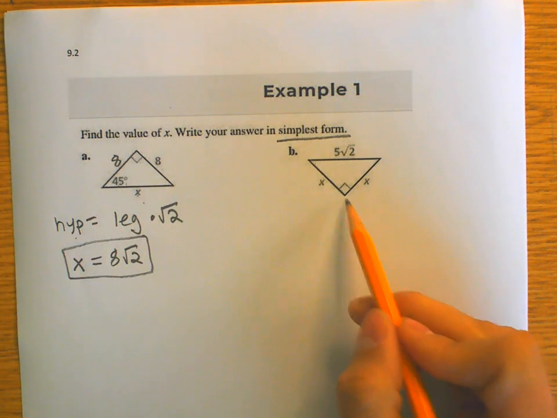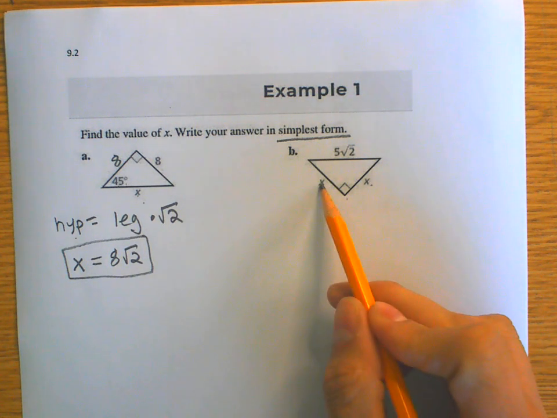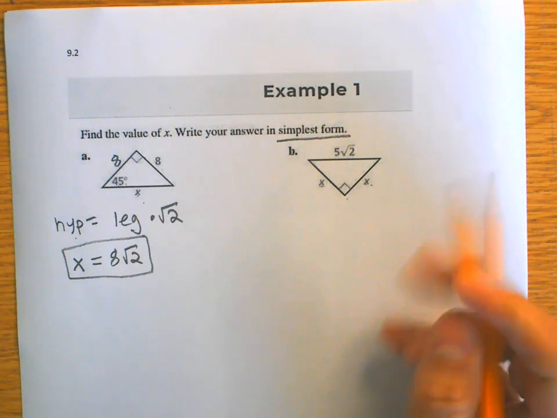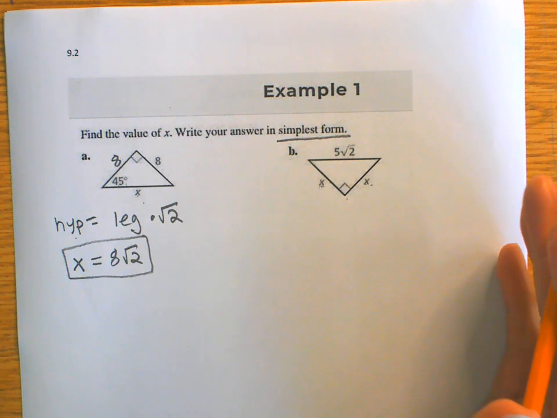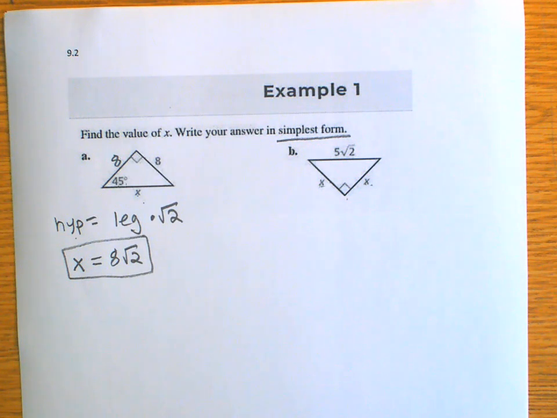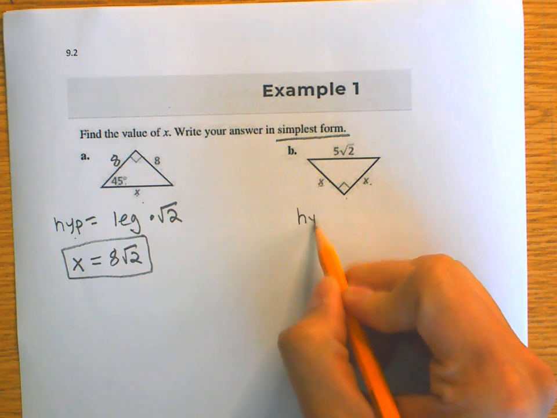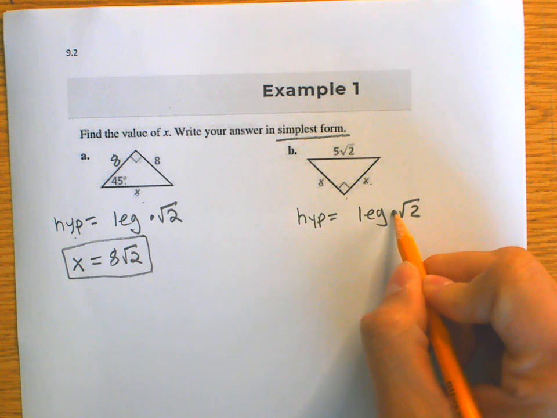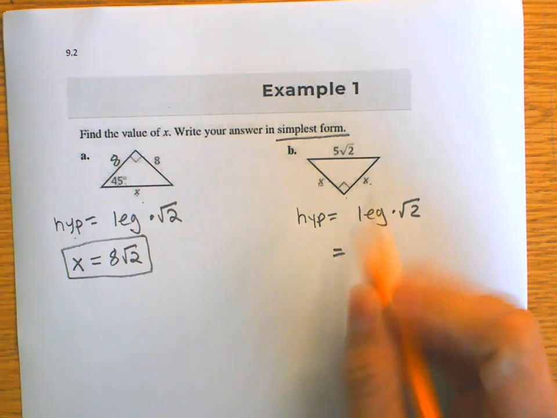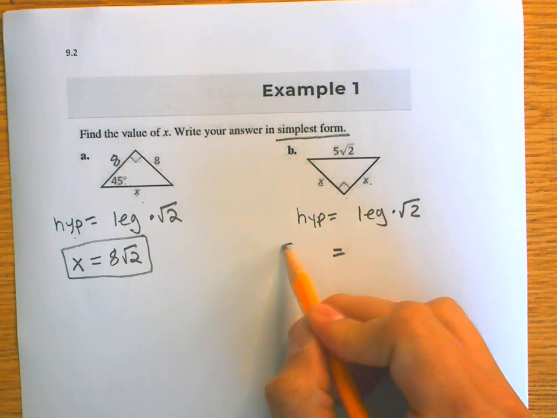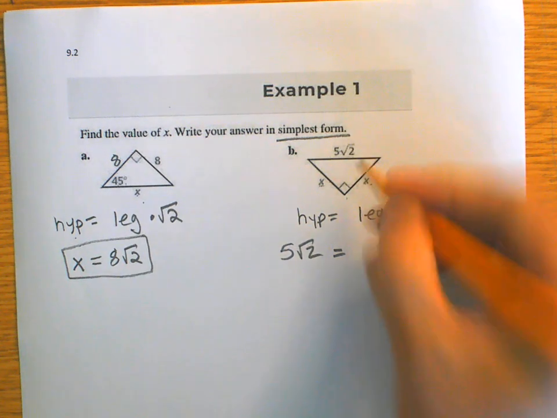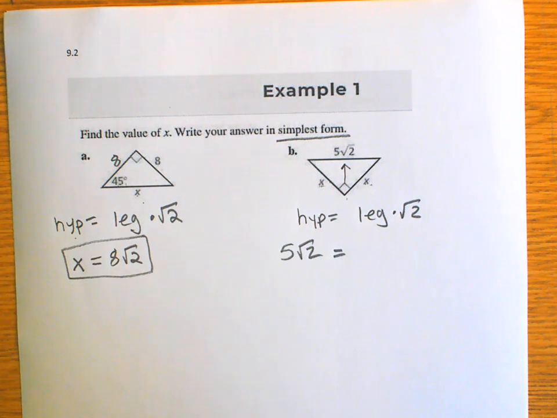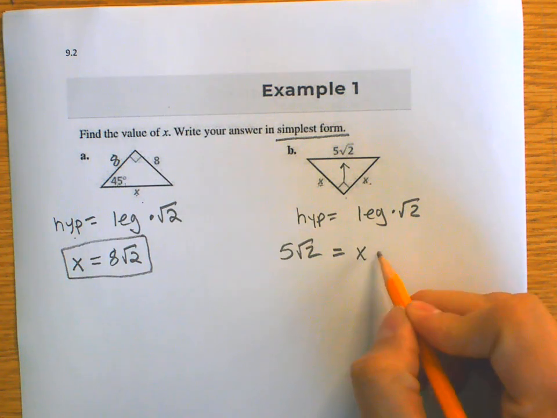So for this one right here, you notice that these two values are the same. That means that the legs are the same length, which makes this an isosceles right triangle, which makes it a 45, 45, 90. So we're going to use the exact same relationship. In this case, we do have the hypotenuse to be 5 radical 2. How do I know that? It's right across from the 90-degree angle. That's the hypotenuse always. The length of the leg, I don't know what that is.